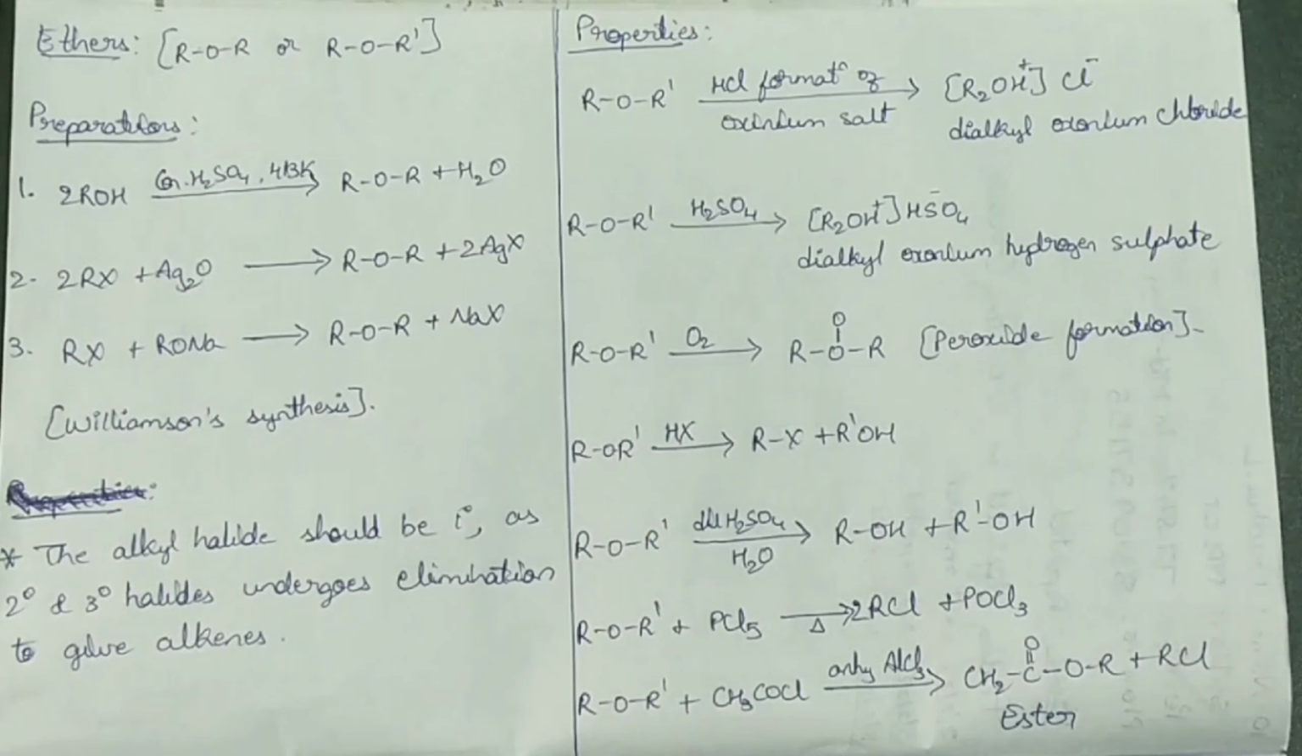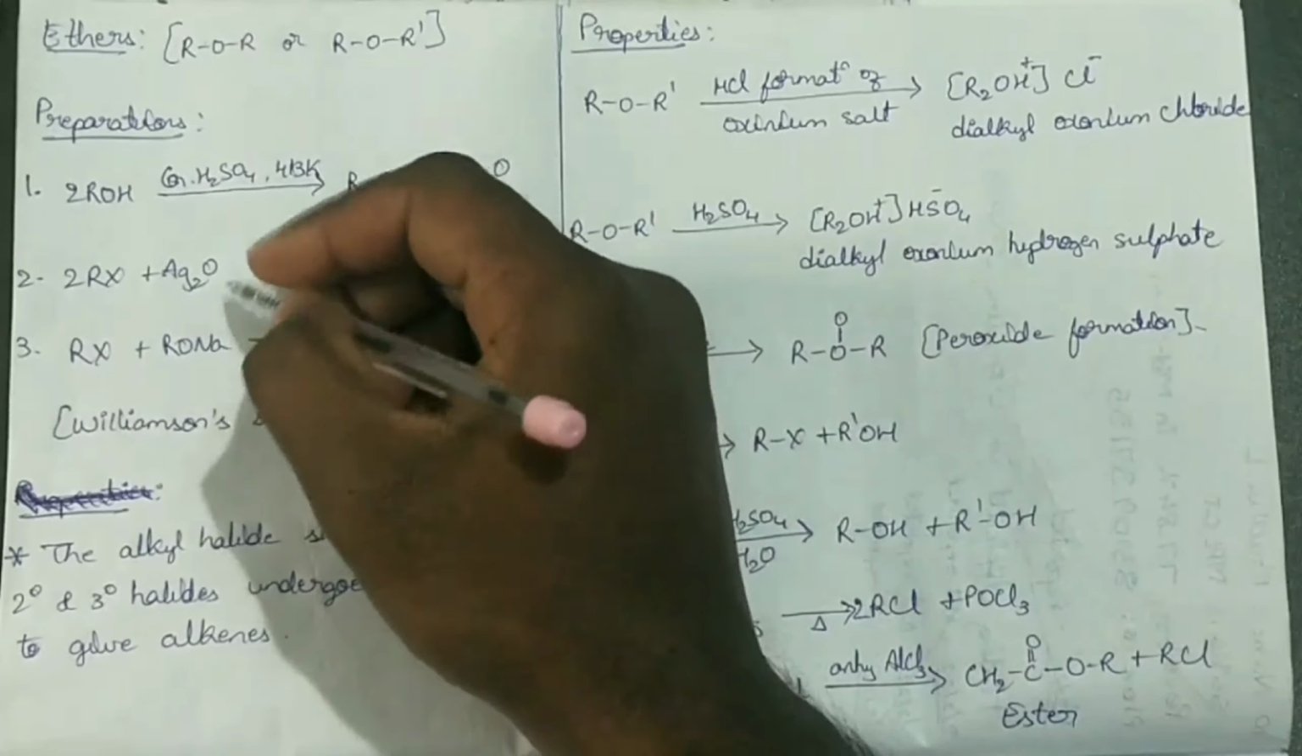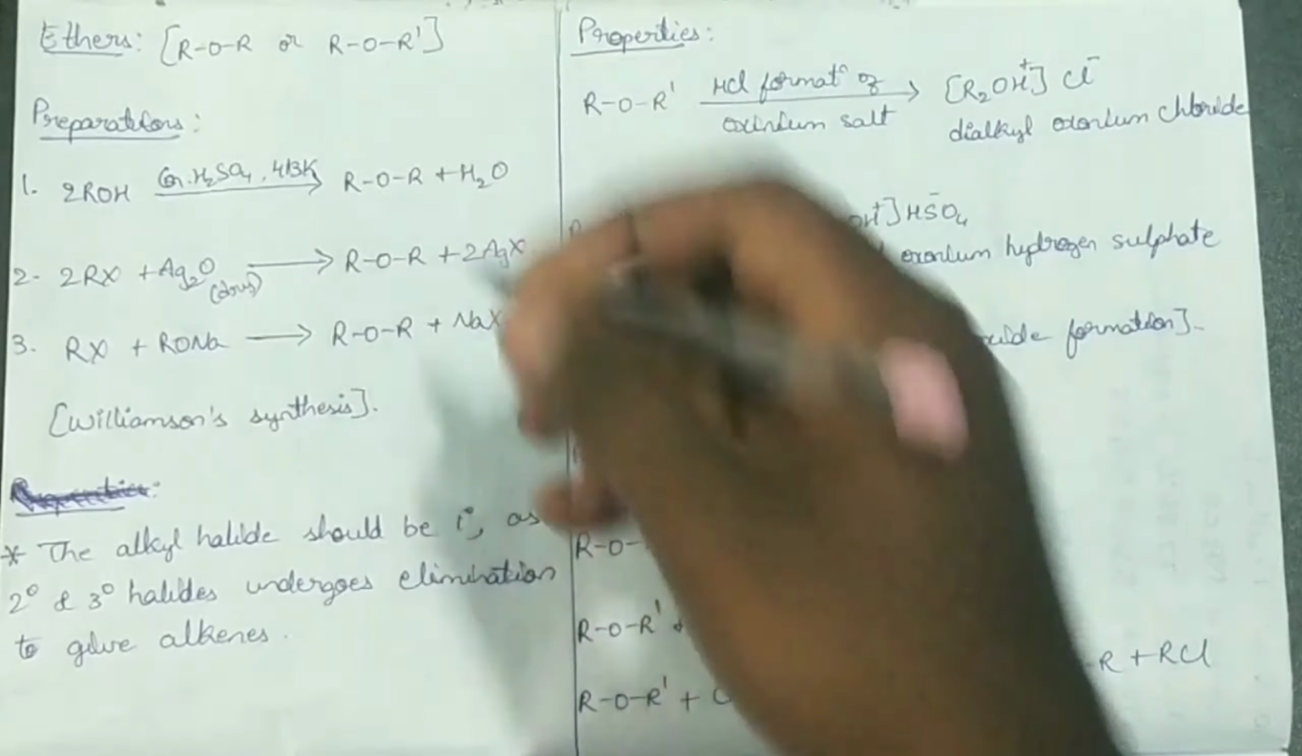Next, we shall know about the ethers. In ethers, the general form of ethers will be ROR or ROR prime. First, we shall look into the preparations, where alcohol reacting with concentrated H2SO4 at 413 Kelvin gives ethers. Alkyl halide reacting with Ag2O, under dry conditions, gives an ether.